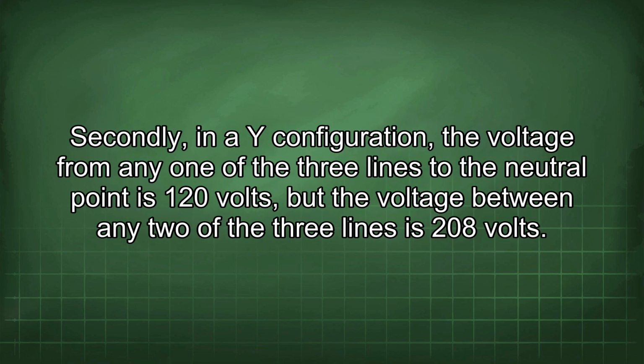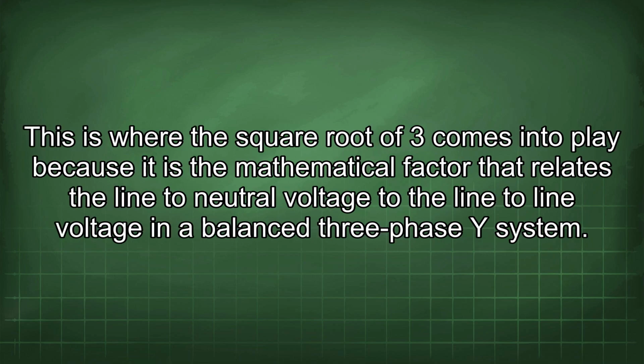Secondly, in a Y configuration, the voltage from any one of the three lines to the neutral point is 120 volts, but the voltage between any two of the three lines is 208 volts. This is where the square root of 3 comes into play because it is the mathematical factor that relates the line-to-neutral voltage to the line-to-line voltage in a balanced three-phase Y system.